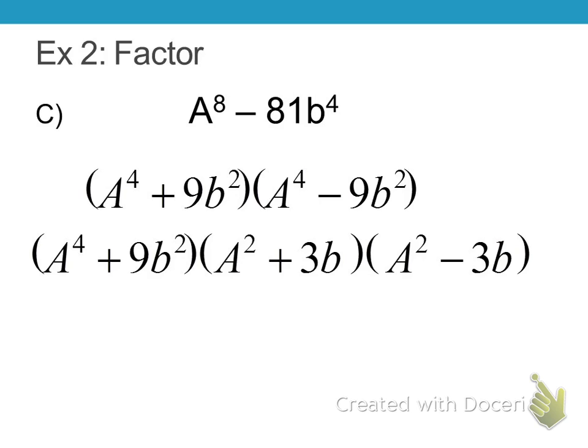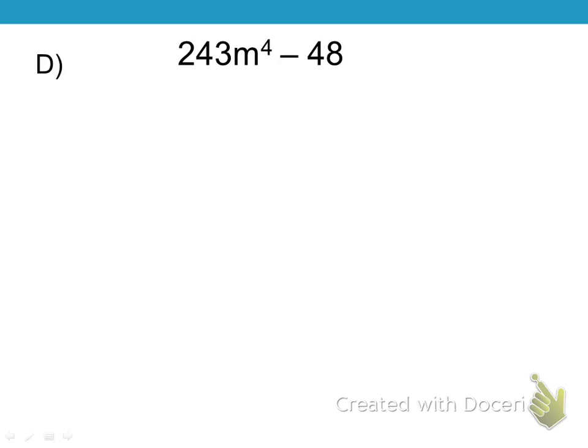Yes, sir. So what would happen if it was another perfect square? You keep going. You keep going until you have no more difference of squares. All right. Uh-oh. It's a difference. It's not perfect.